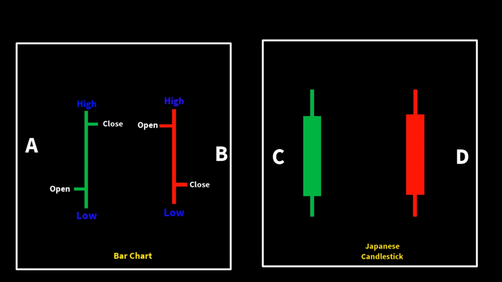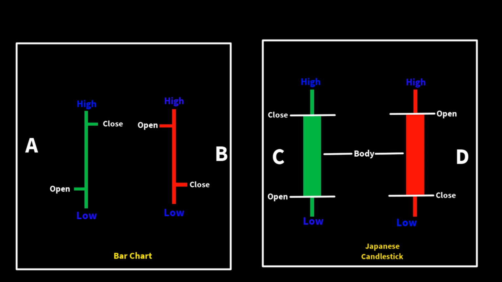On diagrams C and D, the bullish candlestick opens from the low level and closes near the high. Also, the bearish candlestick opens near the high and closes near the low. The main difference between these two Japanese candlesticks is the color of the bodies. The bullish Japanese candlestick has a green-colored body, and the bearish Japanese candlestick has a red-colored body.